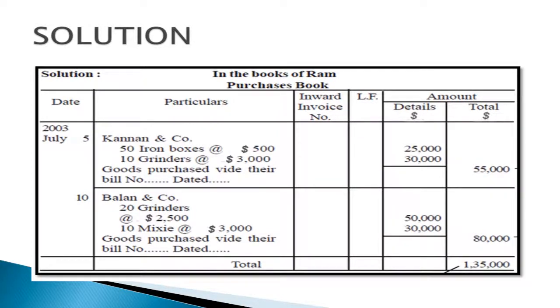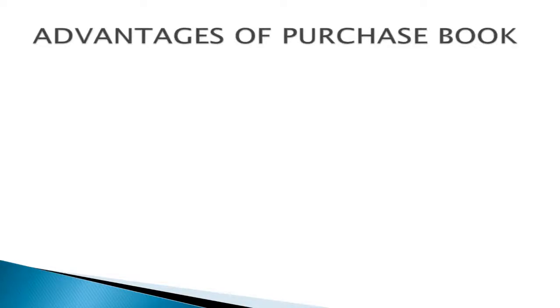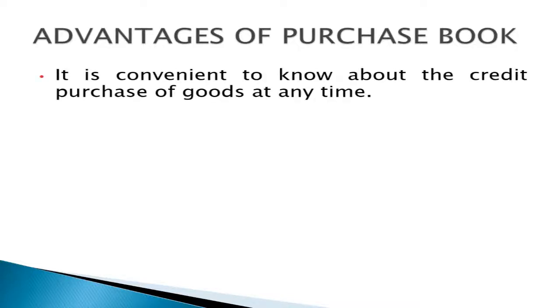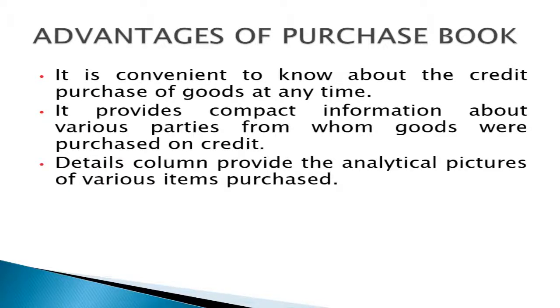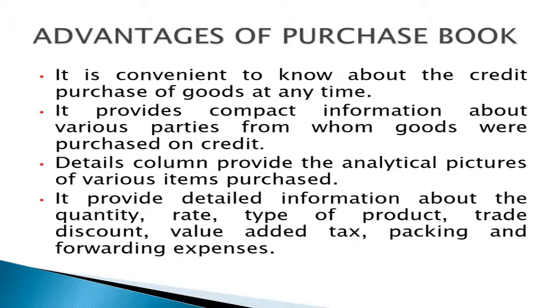Now let's discuss the advantages of purchase book. It is convenient to know about the credit purchase of goods at any time. It provides compact information about various parties from whom the goods were purchased on credit. Details column provide the analytical pictures of various items purchased. It provides detailed information about the quantity, rate, type of product, trade discount, VAT, packing and forwarding expenses, etc.